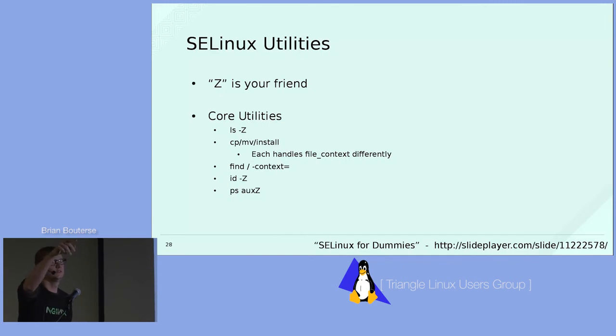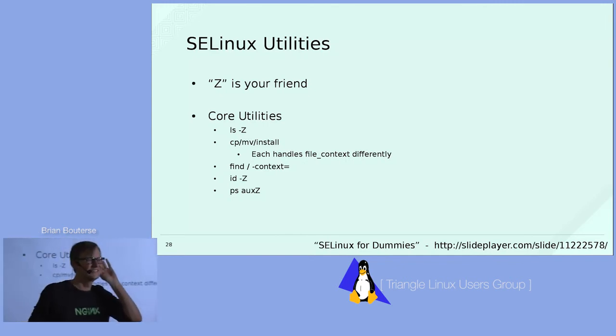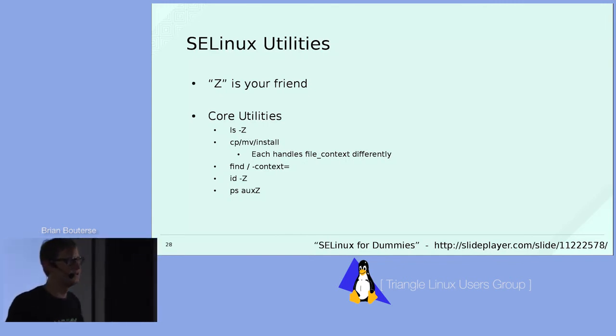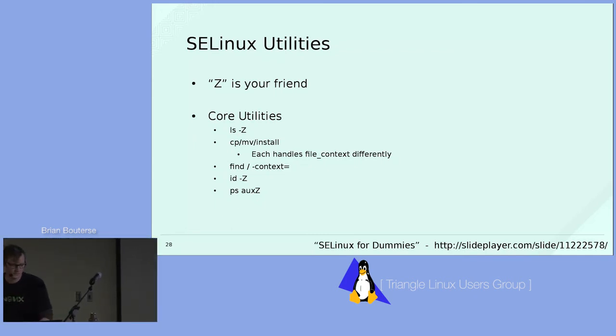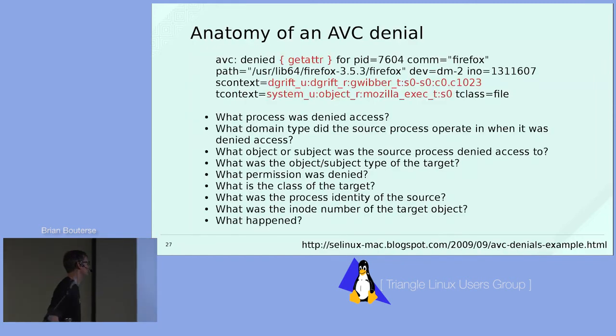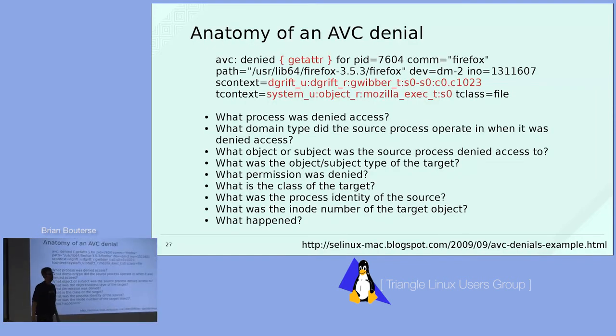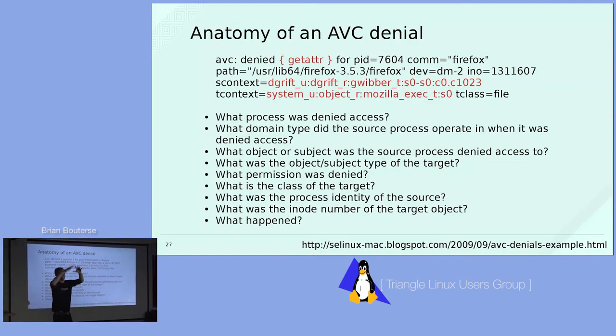There's a question? I wanted to ask, what was the story of that denial? What happened? Yeah, so what really happened with this denial? Inside of Firefox, as part of the bigger application, it had a sub-process which was running as some application part of Firefox. So this sub-process name was gwibber_t.